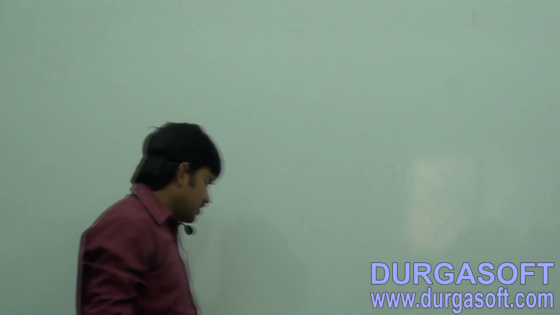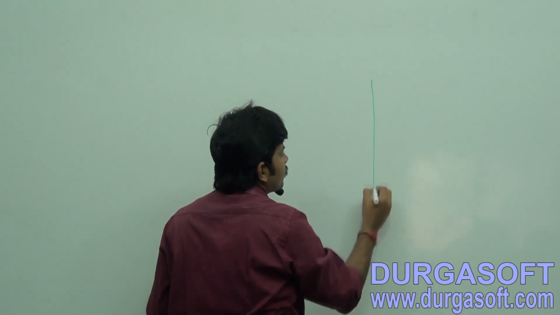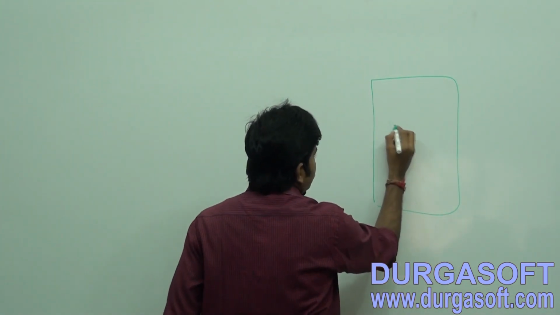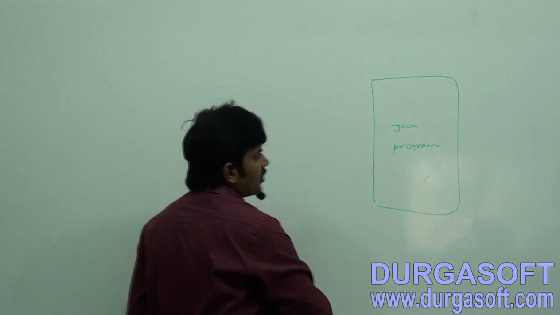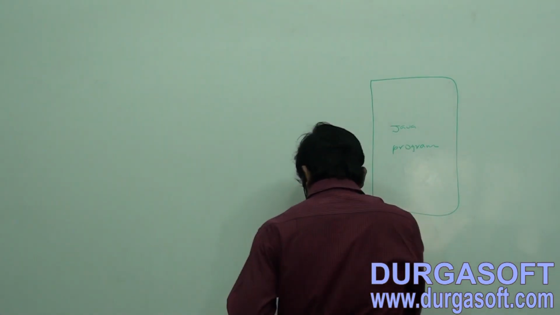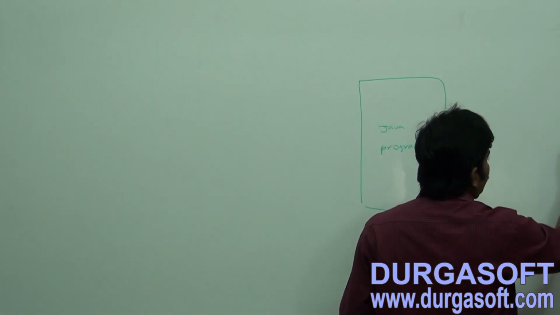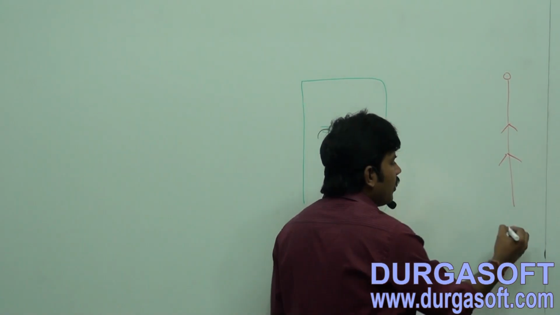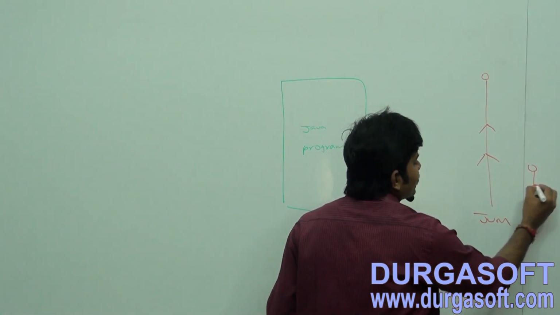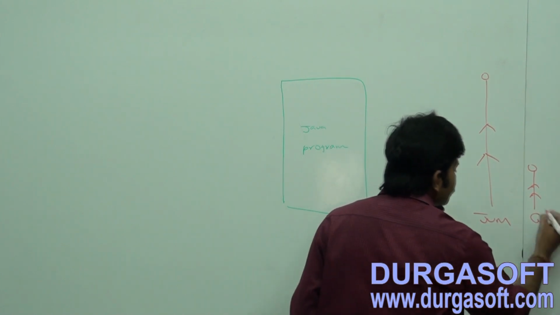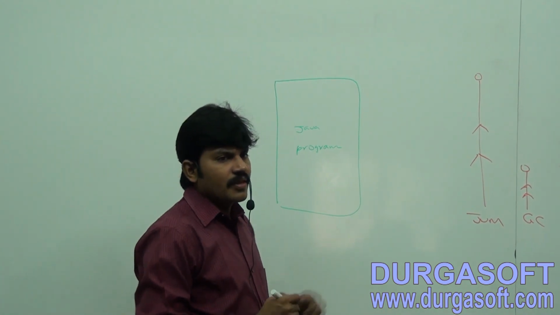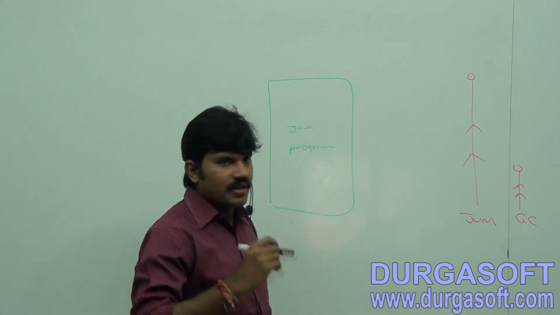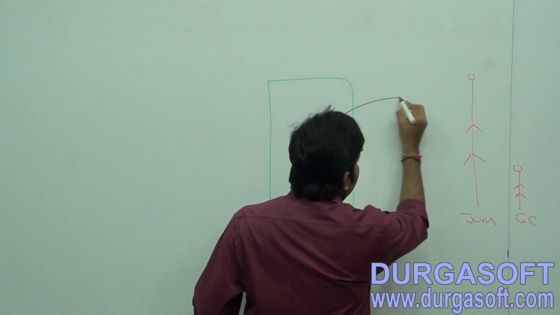Here, let me take an example for this analysis. Well, sir, here this is my program. It is my Java program, right? Now here one person is there. Who is this person? JVM. Here one person is there, garbage collector. Now this Java application wants to communicate with the JVM.